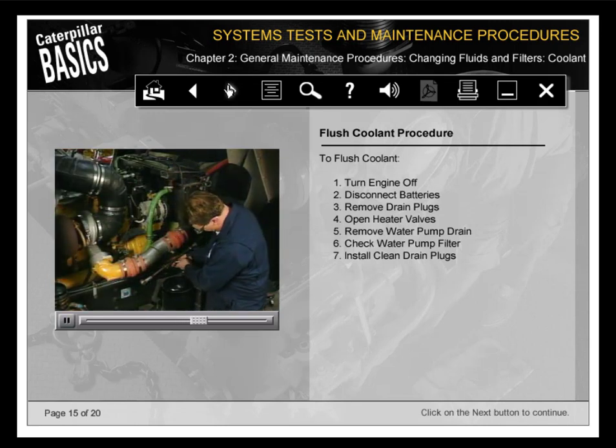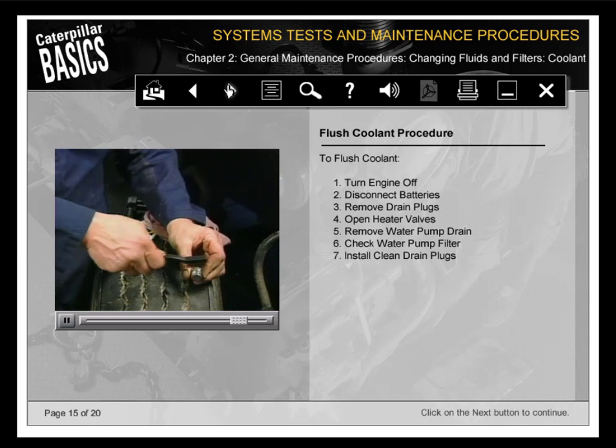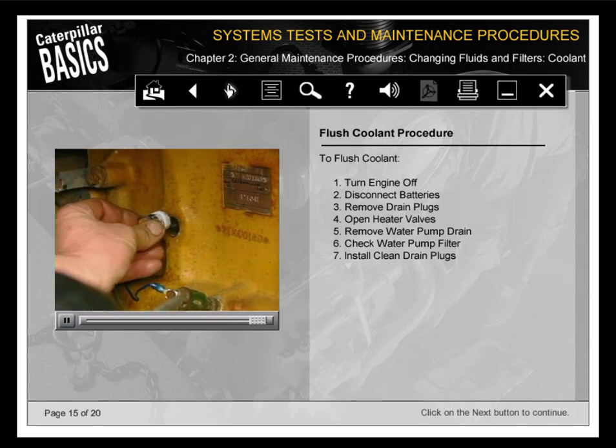If there is a drain plug on the bottom of the water pump, remove it. Check the water pump breather filter for blockage or debris. Clean all the drain plugs before you install them. Use sealant if recommended.